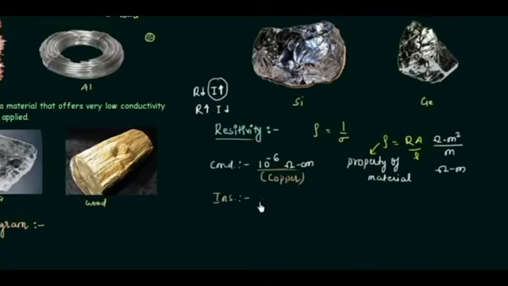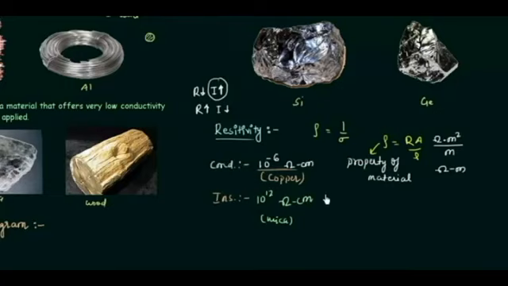For the insulator mica, it is 10 to the power 12 ohm centimeter, and you can see this is a huge amount of resistivity, 10 to the power 12. You can guess what amount of resistance this material is going to offer to the flow of charge. That's why we can say that the flow of charge is negligible for mica.